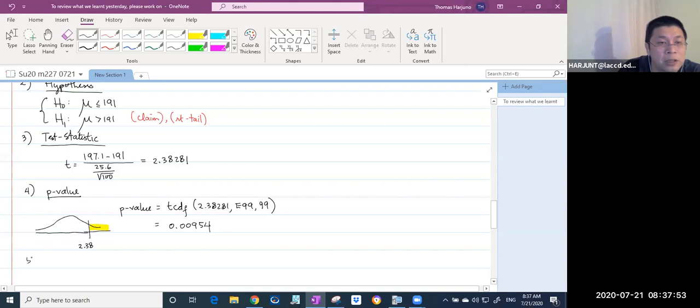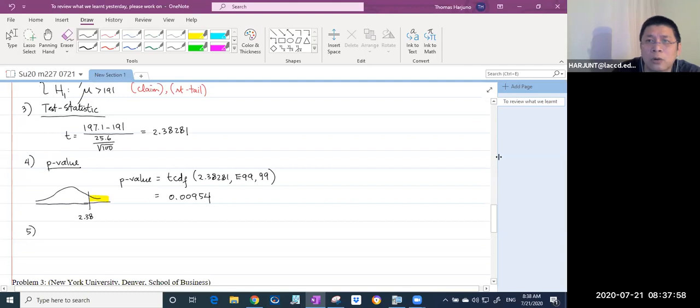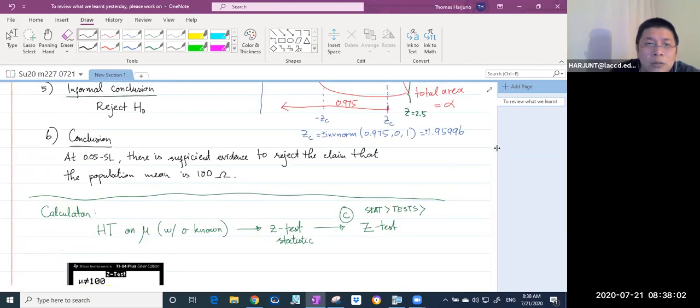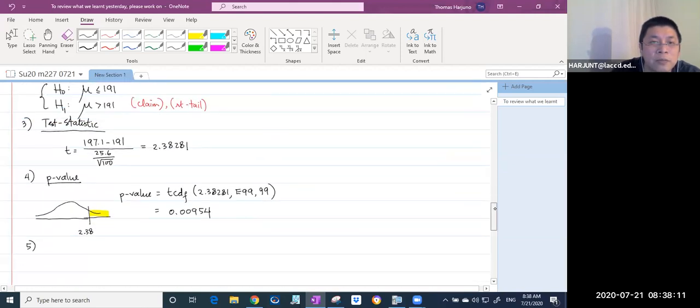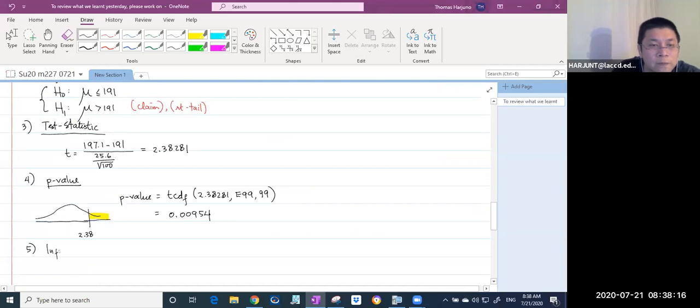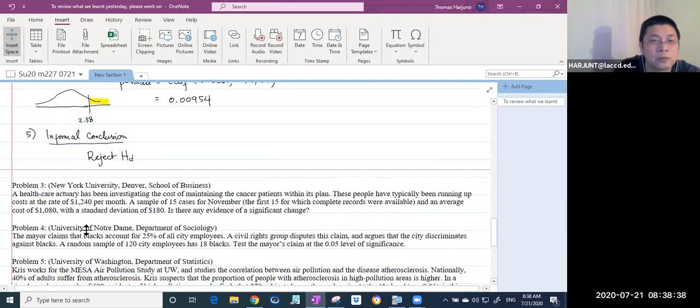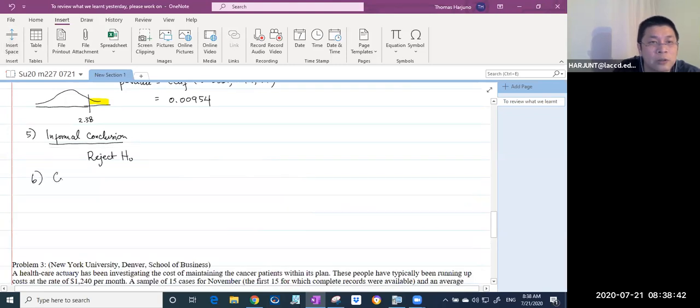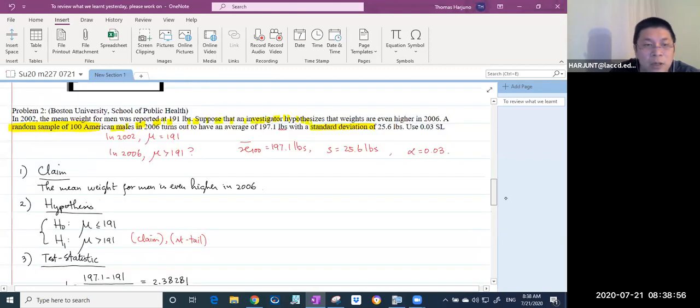And because this p-value is less than alpha, the informal conclusion will be to reject the null hypothesis. And therefore, we can conclude, step 6, conclusion. At 3% significance level, is it 3%? Yes, that's right.